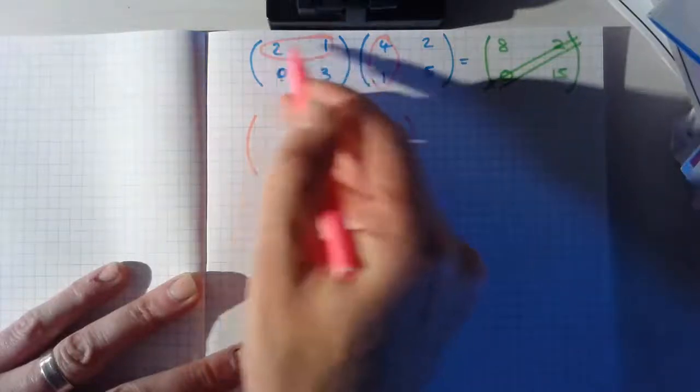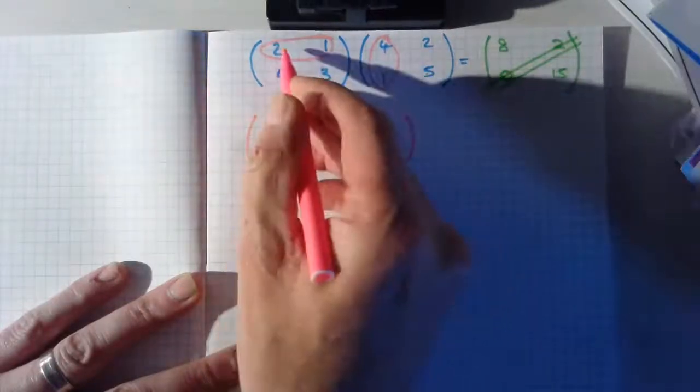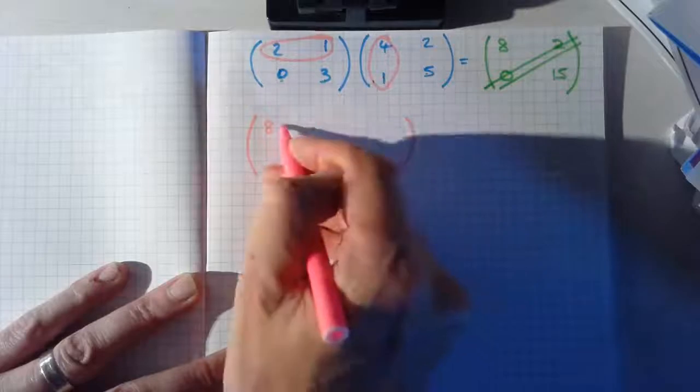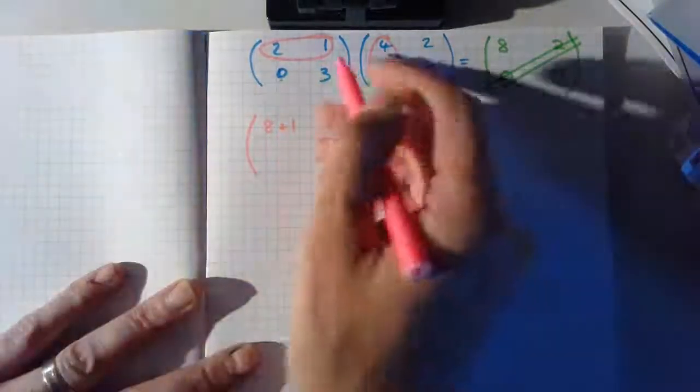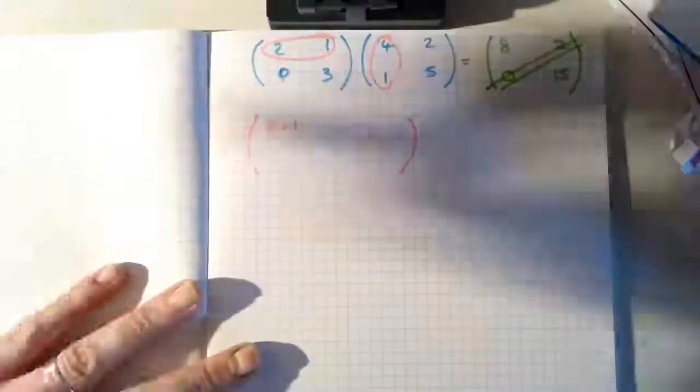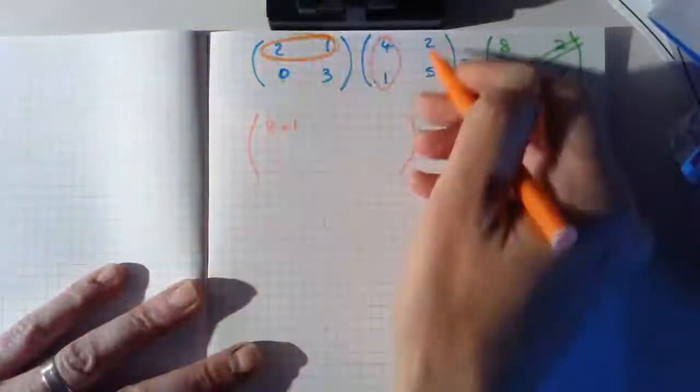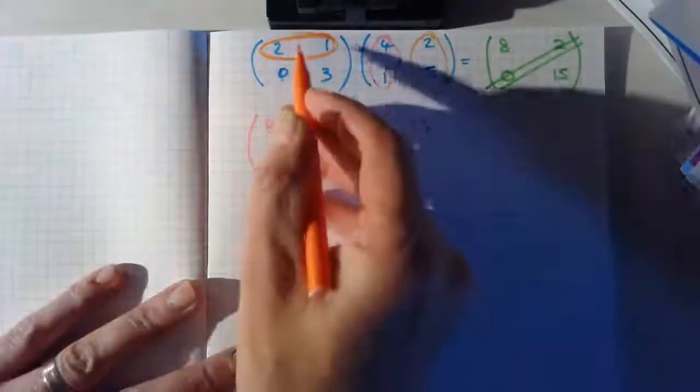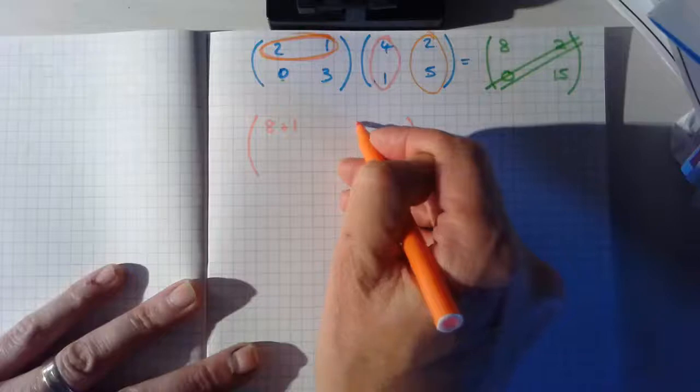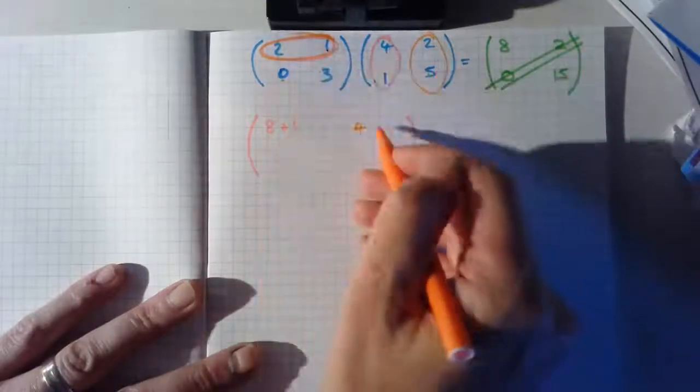So this will give us the top left-hand number. 2 times 4 is 8. And then 1 times 1 is 1. So we get a 9 in that corner. Switching colours again, we're going to do this one again, and now by this column. 2 times 2 is 4. And then 1 times 5 is 5.